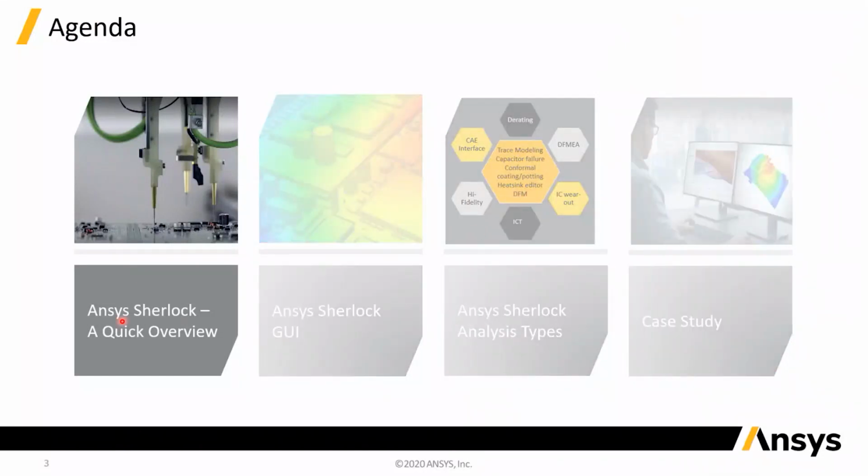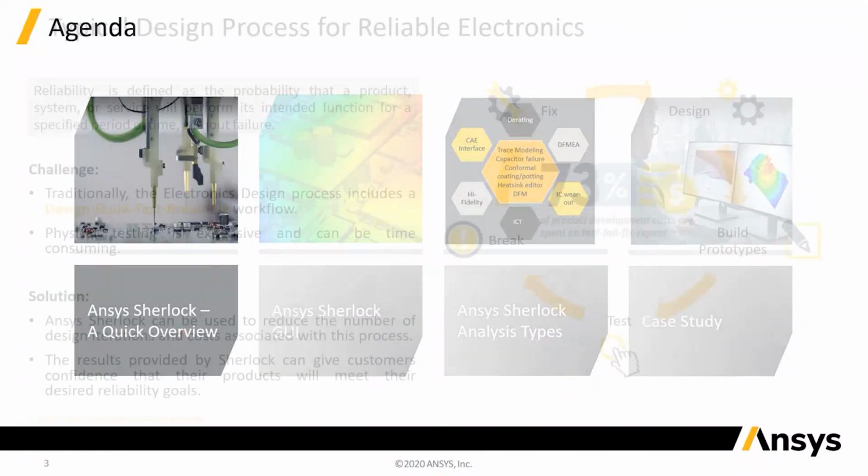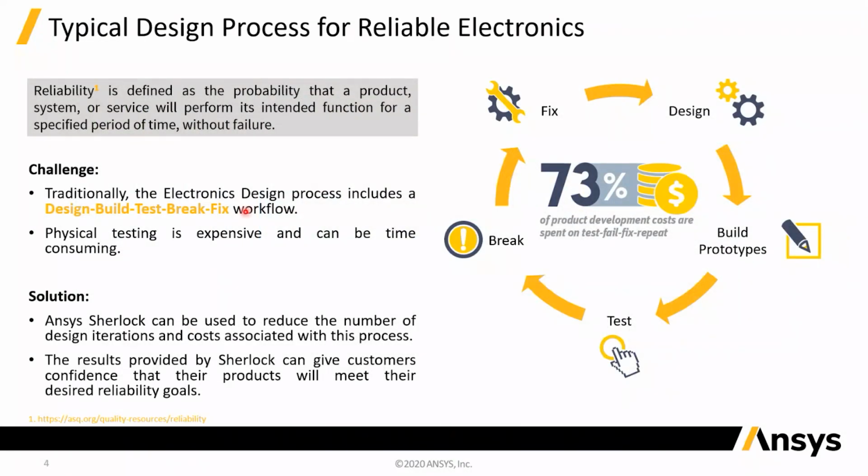So I'll start with a quick overview of the Ansys Sherlock. This slide shows the typical design process for a reliability electronics product. Before going into the electronics reliability, if we define reliability, it's the probability that a product will perform its desired function for a specified period of time without any failure in the function. Traditionally, we meet electronics reliability by using this cycle called fix, design, build, test, and break workflow, where we first design the product, build the prototypes, test the prototypes, and if it breaks, then we fix that and repeat the entire loop.